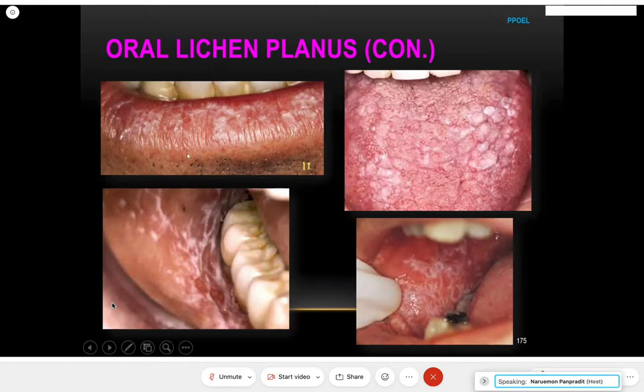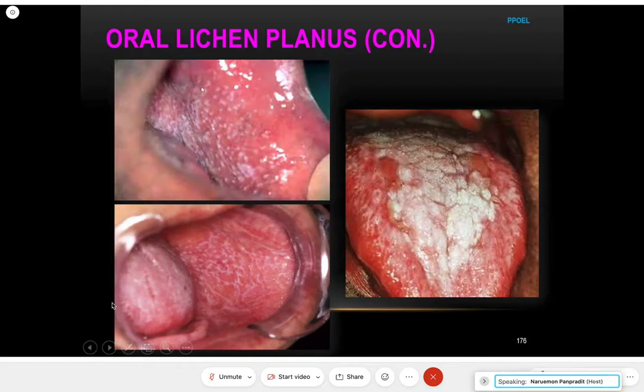This is an example. This one shows reticular white mixed with red area. This is a white plaque on the tongue, and this is a red erythema or atrophic area together with white striation. This shows a white papule, and this is red with white striation. This is a white plaque on the dorsum of the tongue. This is an ulcerated area with white striation.